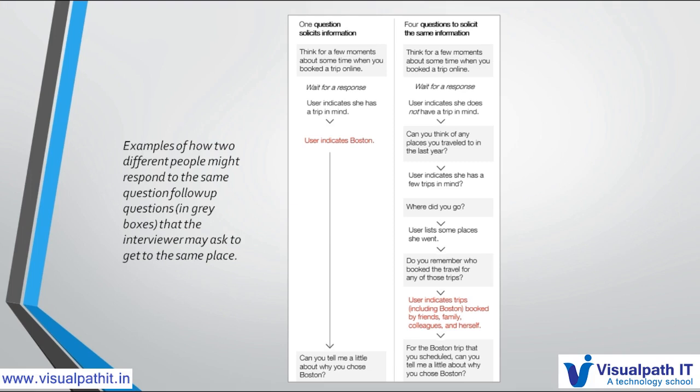Now, in the second column, if you see, think for a moment about some time when you booked a trip online. Wait for a response, then the user indicates she does not have a trip in mind. Can you think of any place you traveled to in the last year? The user indicates she has a few trips in mind. Where did you go? So the question should be again related to the last question.